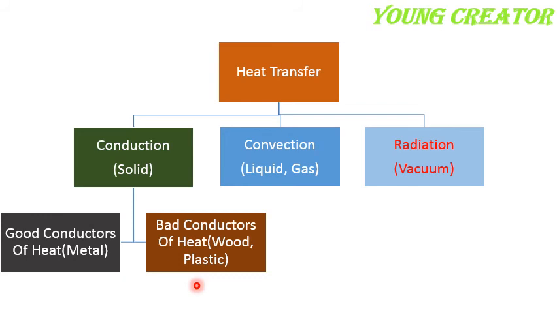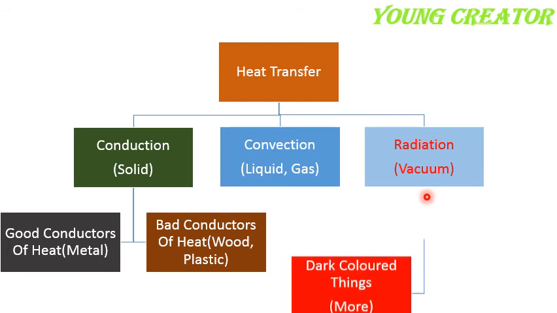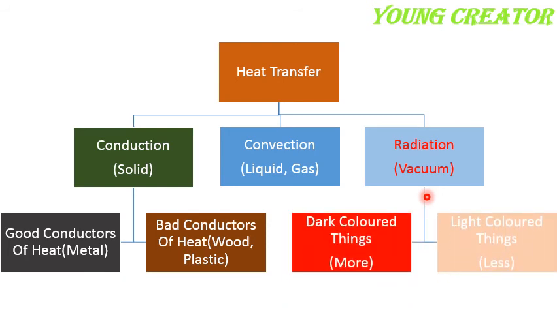There are two parts in radiation. They are dark colored things and light colored things. Let us see about the parts one by one. Dark colored things have a surface that absorbs all the radiant energy falling on it. The last section is light colored things. Light colored things have a surface that does not absorb the radiant energy falling on it.